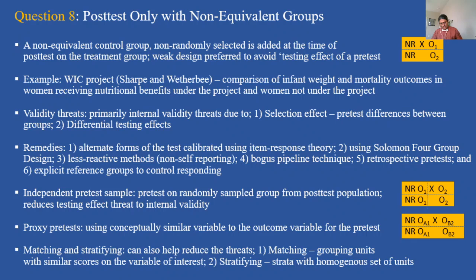Now, using matching and stratifying, how can we reduce such validity threats? Matching and stratifying are commonly used to reduce the threats of post-test only non-equivalent group design. What is matching? Matching entails grouping units with similar scores on variables of interest, while stratifying is creating strata of homogeneous units. These two methods are used specifically to counter the threat of selection bias.